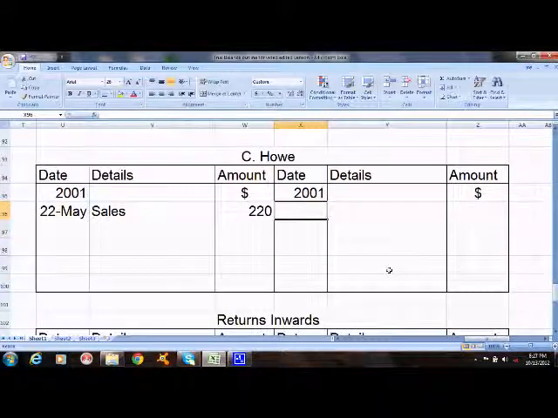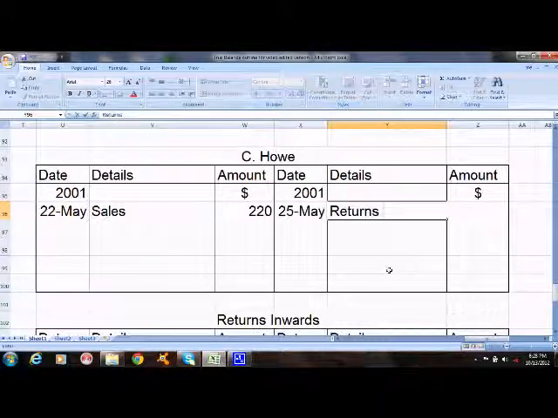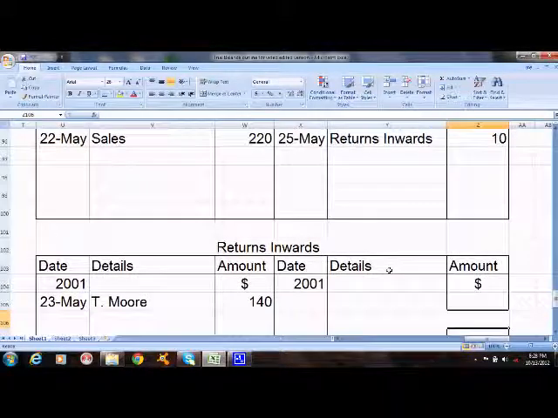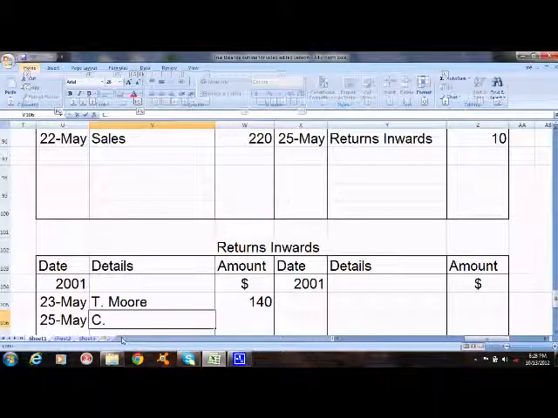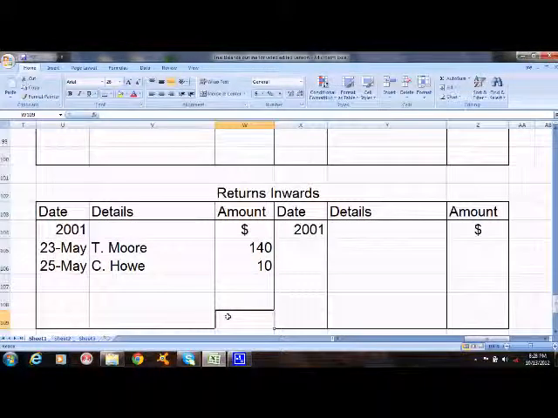And then go to CEO and make a debit. Remember that CEO is our debtor. So we say May 25 returns inwards, and the amount is $10. Then you go on returns inwards account, make a debit entry, May 25, CEO, and the amount is $10.